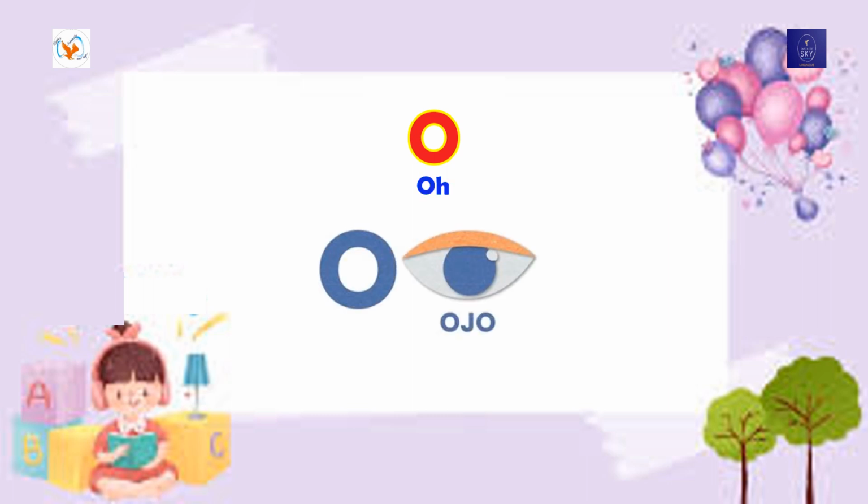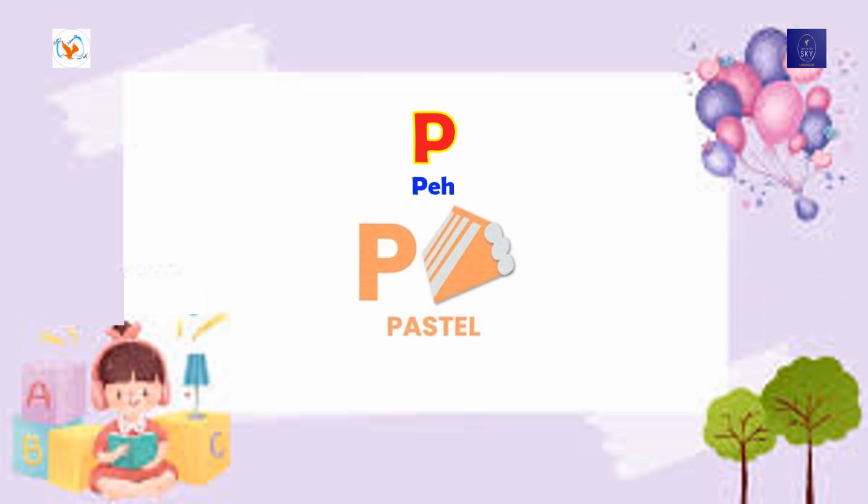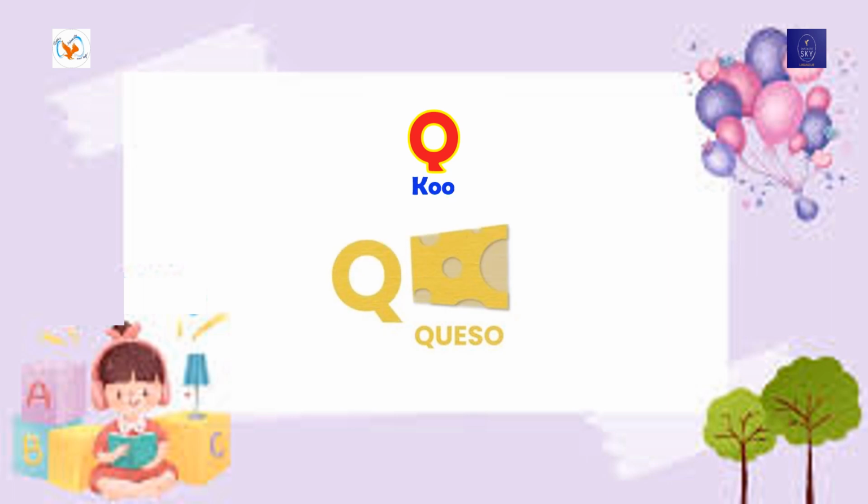Now on to O. In Spanish, O is pronounced as O, similar to the long O sound in English. Now let's explore P. In Spanish, P is pronounced as P. Let's now discuss Q. In Spanish, it is pronounced as Q. This alphabet is typically followed by U and together they produce the sound K, similar to the K in queen.